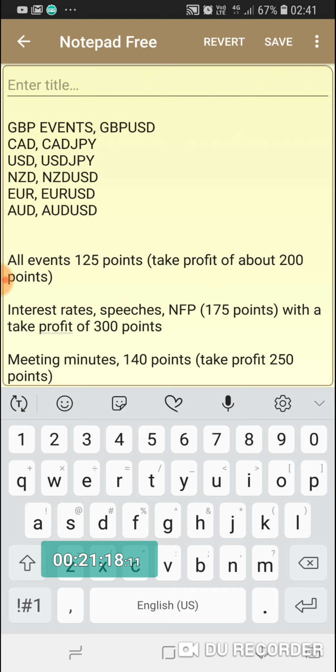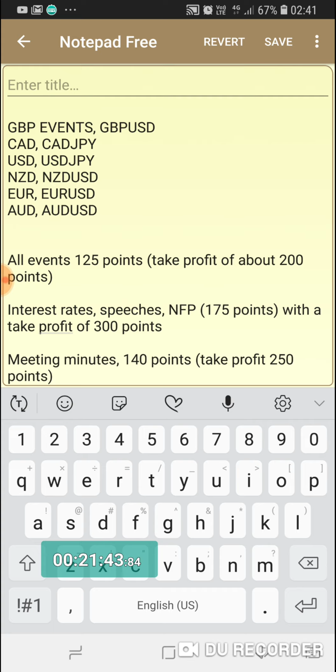You must set a take profit of 200 points, which is common for all normal events, which the entry is 125 points. And you must set a take profit of 300 points for all events, which the entry is 175 points. And you must set a take profit of 250 points for all events, which the entry is 140 points.